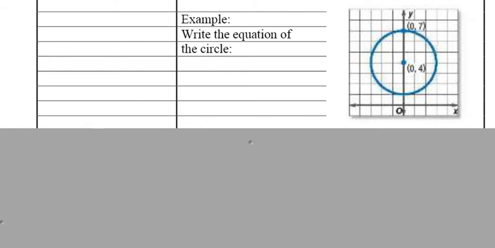Okay, so we're first going to practice just writing the standard equation of a circle given a graph of a circle. You have this cutout, or you were asked to grab this cutout. If you didn't, go ahead and get it. Paste it into your notebook and we'll work this example together.